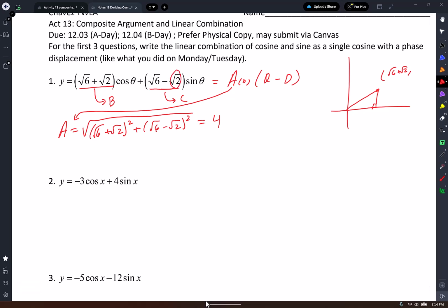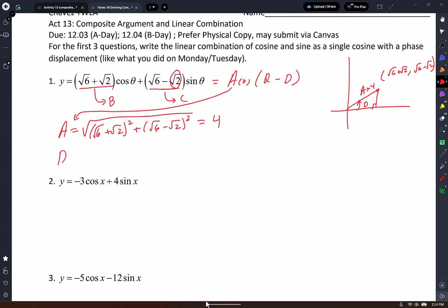Square root of 2 is a number smaller than square root of 6. See, square root of 6 is bigger. So when I subtract square root of 2 from square root of 6, it's still going to be a positive number. Do you guys see that? So it's somewhere like right here in quadrant 1. See? So it doesn't have to be perfect. So here's angle D. It's this. That's angle D. And the A you already found. That was 4. Sorry that I made this really small there.